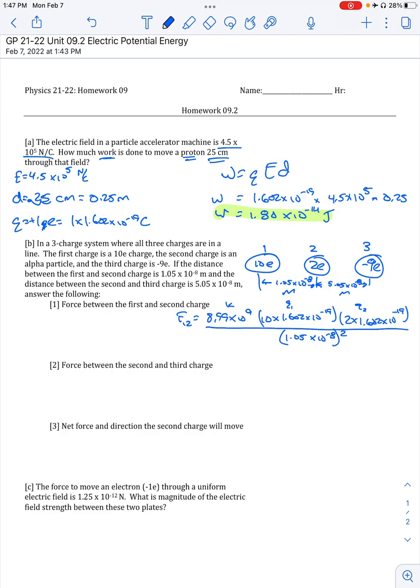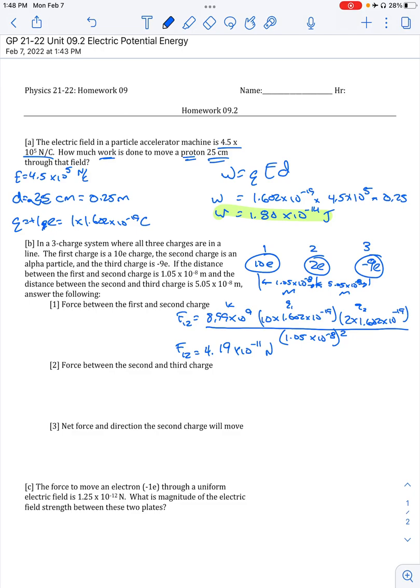8.99 times 10 to the 9th times 10 times 1.602 times 10 to the negative 19th times 2 times 1.602 times 10 to the negative 19th. All that divided by 1.05 with parentheses around it, times 10 to the negative 8 squared. All right, so I got here my F between 1 and 2 is 4.19 times 10 to the negative 11th newtons. All right.